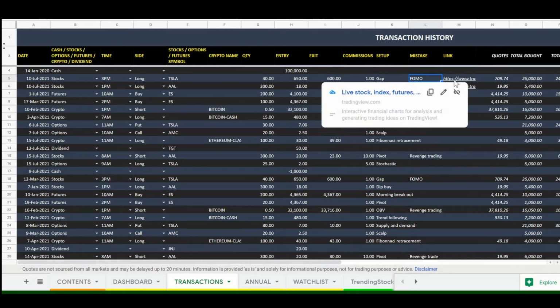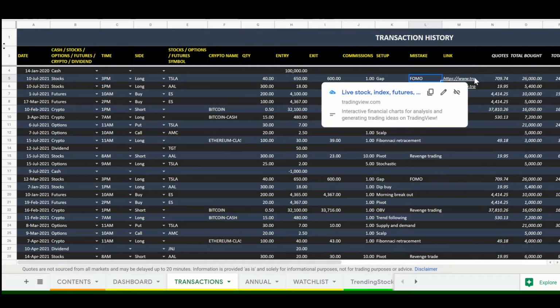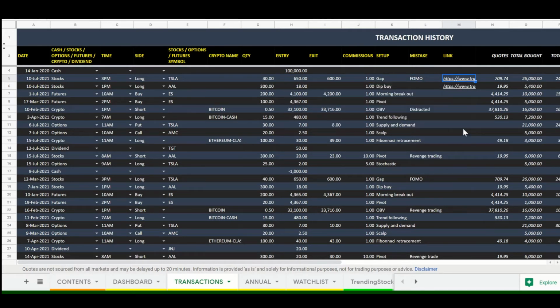Next item is the link. So this was a suggestion from somebody I was talking to. He said he wants to see the chart that he used to make that entry. So he wanted the link of that. So you can put that there if you have a link of it. If you don't, you don't have to write anything there.